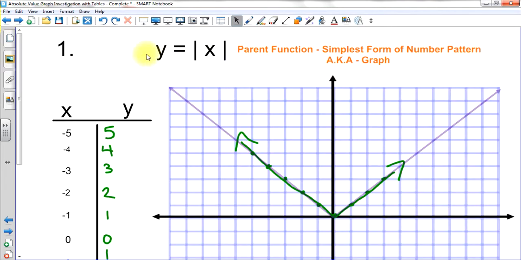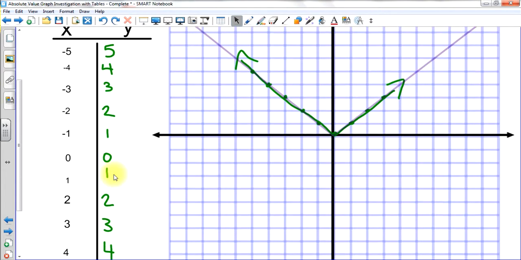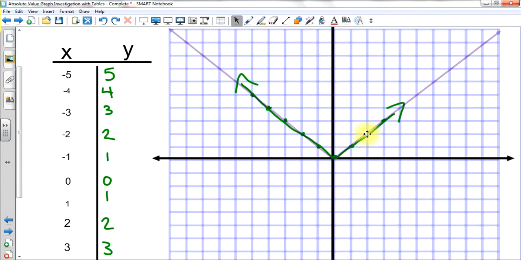Okay, this is the absolute value of x if you let x be -5. So we're going to put in this -5 value. We just know that the absolute value of -5 is 5. You put in -4, the absolute value of that is 4. -3, the absolute value of that is 3, and so forth. This is the pattern that we get out.